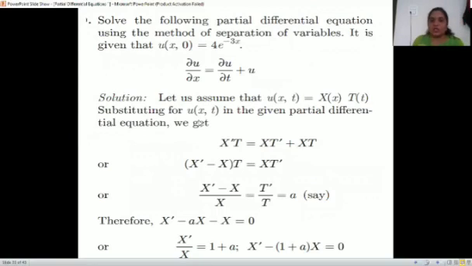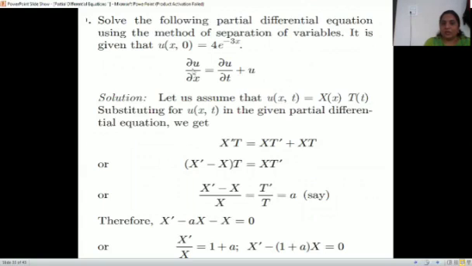Okay, the next question. Solve the following partial differential equation using the method of separation of variables. It is given that u of x, 0 is 4 into e raised to minus 3x. Separation of variables. Variables x and t are independent. So we have to write u is equal to X of x into T of t.